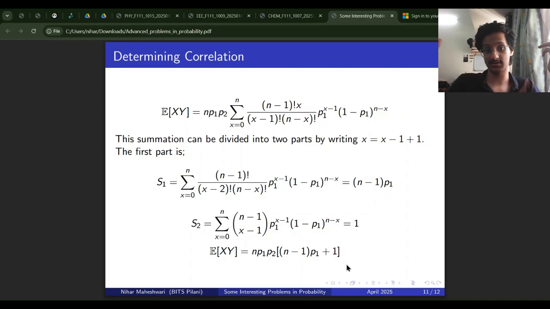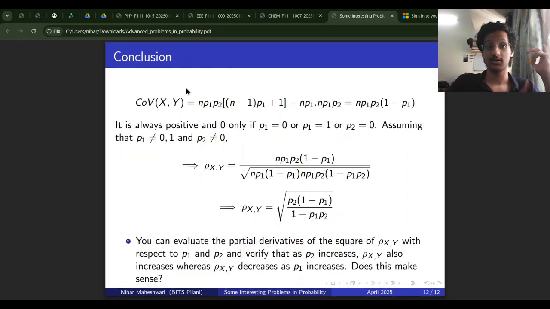Now that I have the expected value of xy, I can actually calculate the covariance. And that's exactly what I do. There is a nuance here, and I'll get to it in a bit. So the covariance of x comma y is going to be equal to n p1 p2 (n minus p1 times p1 plus 1), and so on. And then you get this really clean, neat expression.